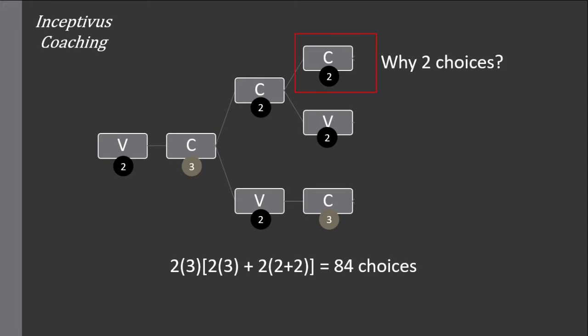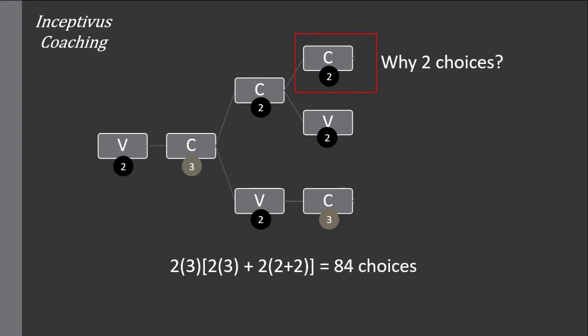Some people might ask, why are there two choices, not one? Because you said you cannot repeat. It's not three, definitely, because you cannot repeat. And it's also not one, because the consonant in the fourth letter could be the same as your consonant in the second letter. So therefore, you have two choices for this consonant.